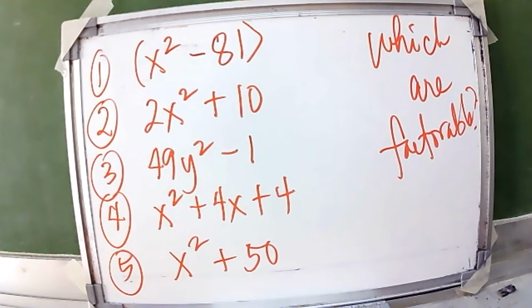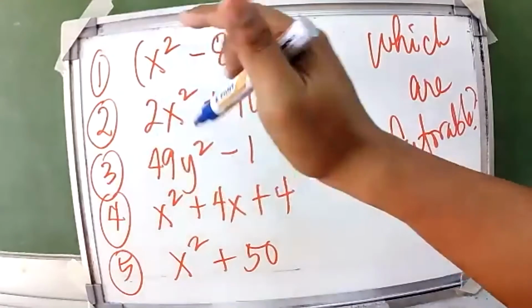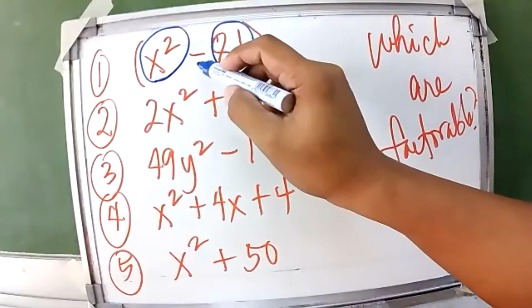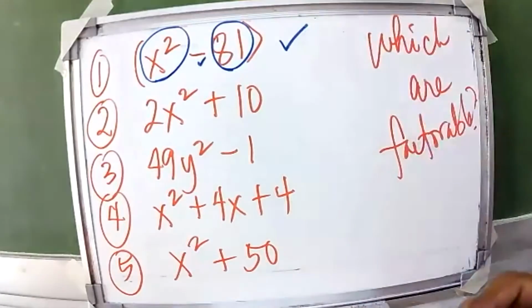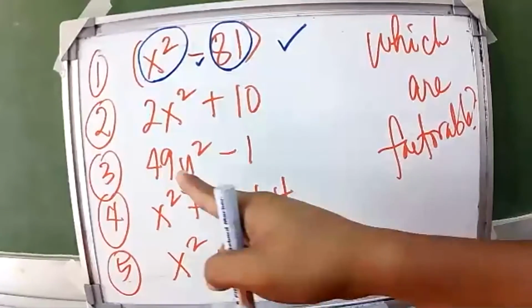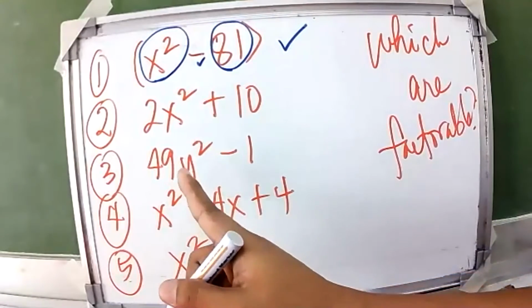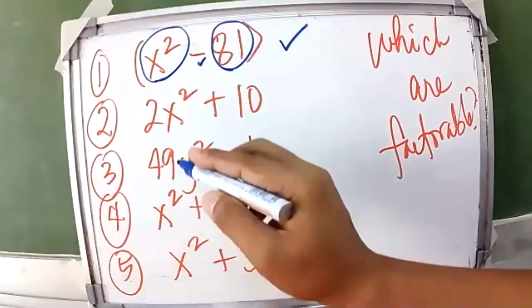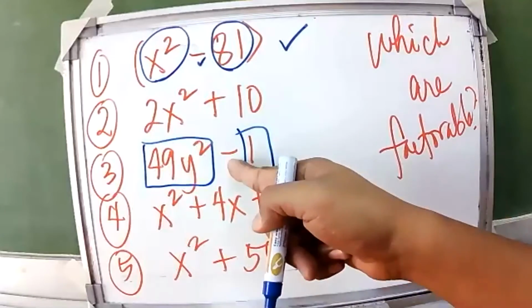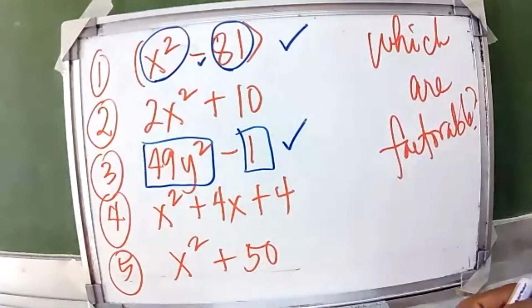Okay. So, you have mixed answers. Let's see which are factorable. Ready na? X squared, perfect square. 81, perfect square, minus. Number 1 is factorable, I mean. Next, skip ko yung number 2. Ayoko muna sa number 2. Let's have 49y squared. It's a perfect square. 1 is a perfect square. And it's a minus. It's factorable.